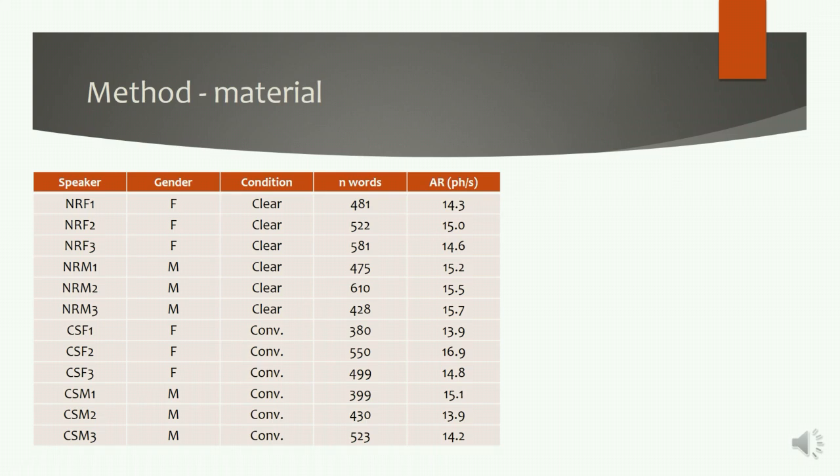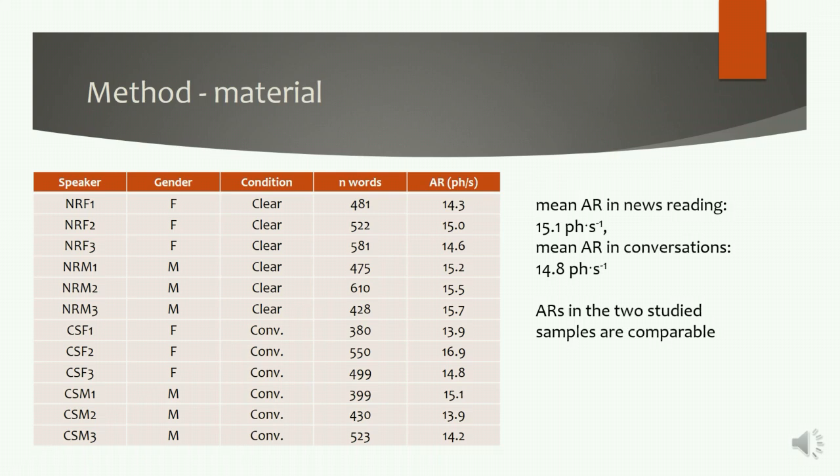This is an overview of our material. It can be seen that half of our speakers are women, half are men. And as to the number of words spoken, it's always several hundred. As to the articulation rate, it is slightly higher in news reading. It's 15.1 phones per second, while in conversations, it's 14.8 phones per second. So the articulation rates in the two studied samples are comparable on average.